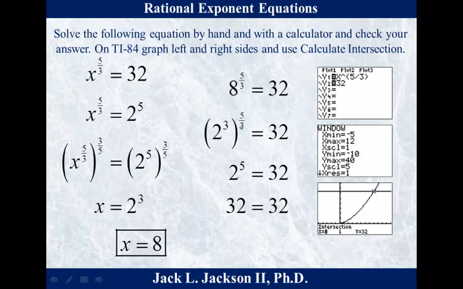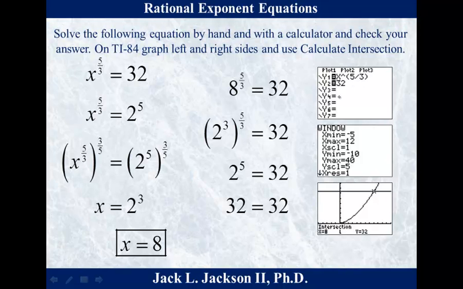The 3's cancel here, and you get 2 to the 5th, which is 32, so that checks. Again, we could find this one. Since it's a natural number, or an integer, we should be able to find this exactly with the calculator. And so again, we let y1 be the left side, x to the 5/3 power.